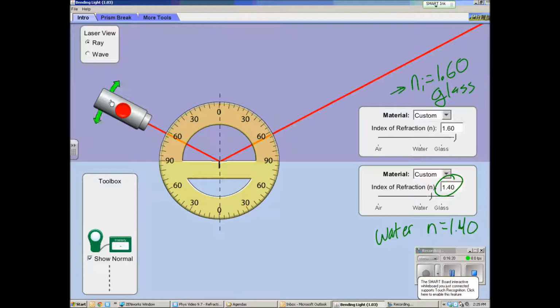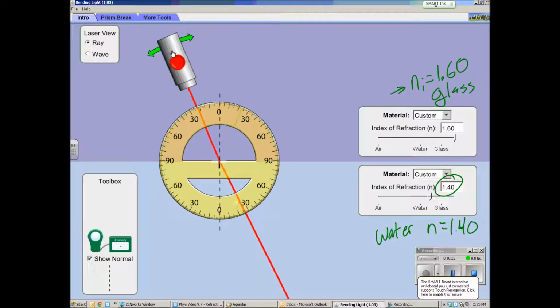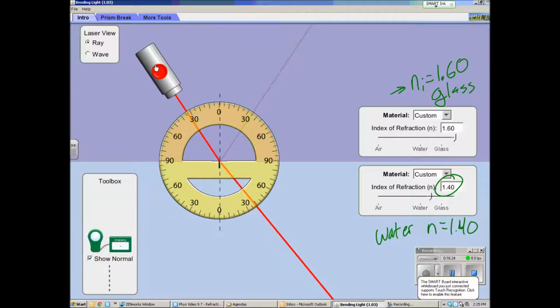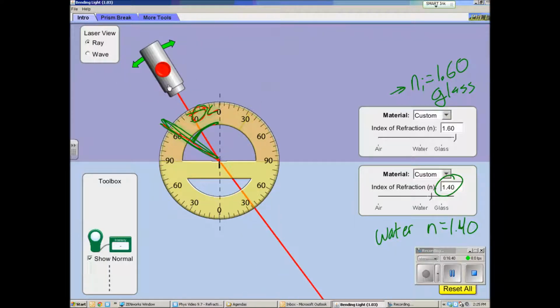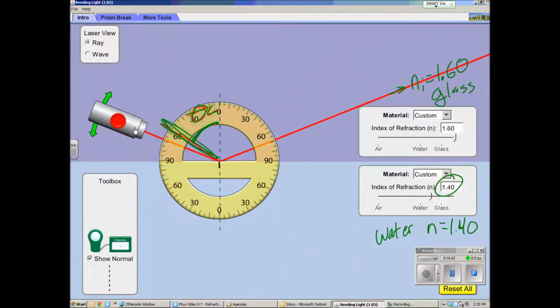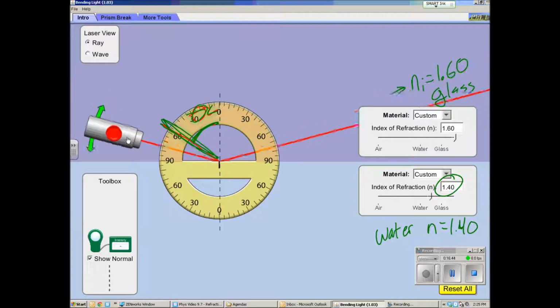So watch what happens. If my angle of incidence is less than 58 degrees, let me make a mark at 58 degrees. So this, theoretically, that should be my critical angle. Let me go over that in a different color. So there's my critical angle. So as long as my angle of incidence is smaller than that, it refracts. And as soon as I go past it, it just reflects, right? Okay? So there you go.